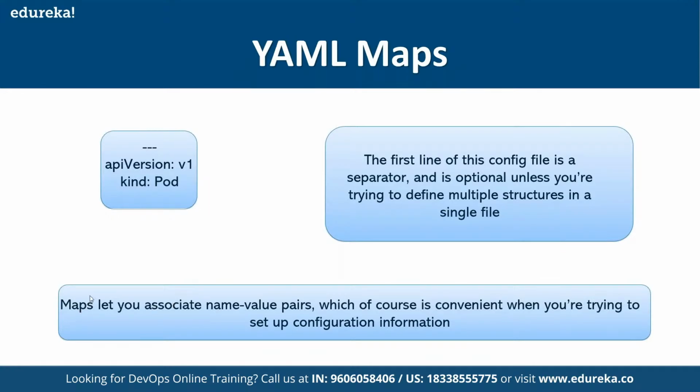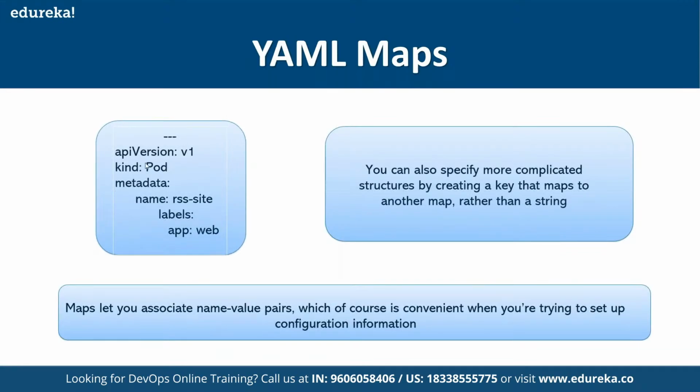Now here, this is a map which lets us associate name value pairs, which of course is convenient when you are trying to set up configuration information. So in this scenario, I'm saying in my YAML file that this belongs to the pod kind, using the schema version of v1. Along with that, we can also specify more complicated structures by creating a key that maps to another map rather than a string. See, this is a key and it is mapping to another map. This helps us specify more complex structures as per our requirement, which is what we have seen in our example YAML file as well.